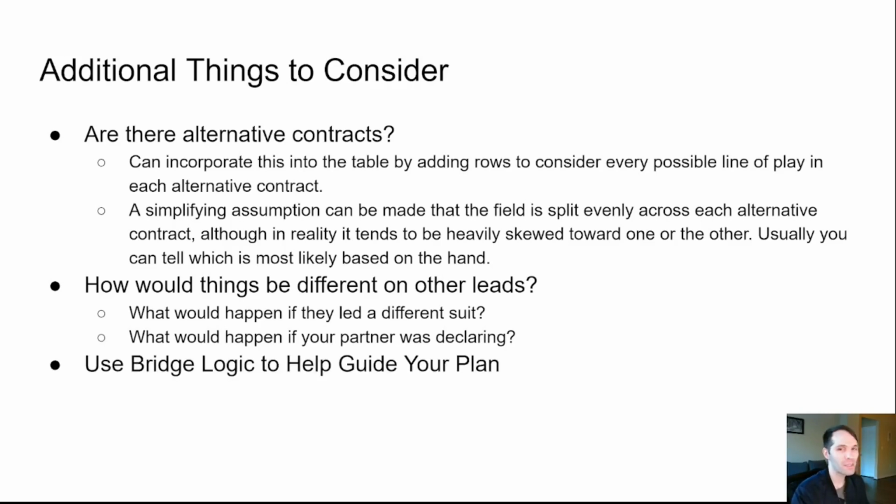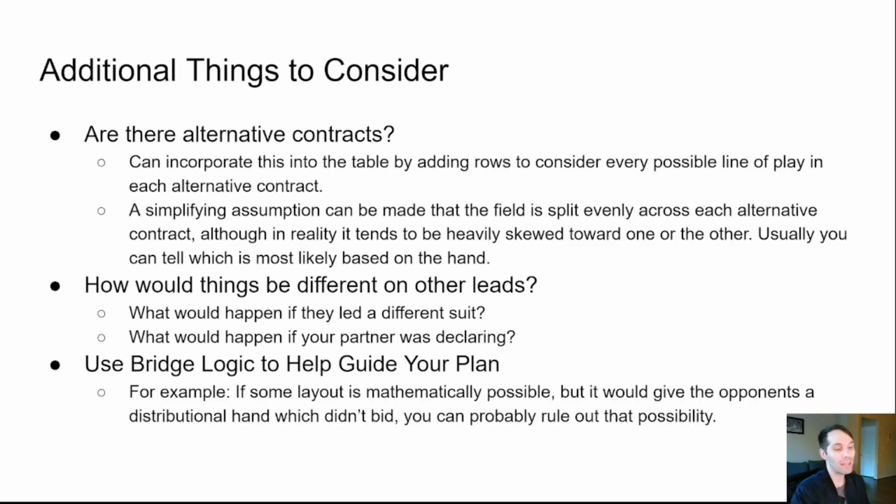And finally, something we always want to be doing, use some bridge logic to help guide our plan. As an example, if one of the layouts that you're considering could be mathematically possible, such as an opponent having a 7-card major, but they never bid in the auction, do you really think that that's something worth considering? Probably not. So you might be able to rule out some layouts of the cards which are impossible just due to bridge logic, like someone can't have 12 high card points and be a passed hand in first seat.